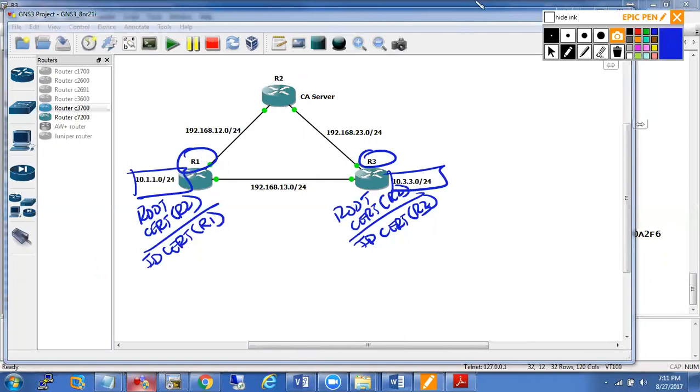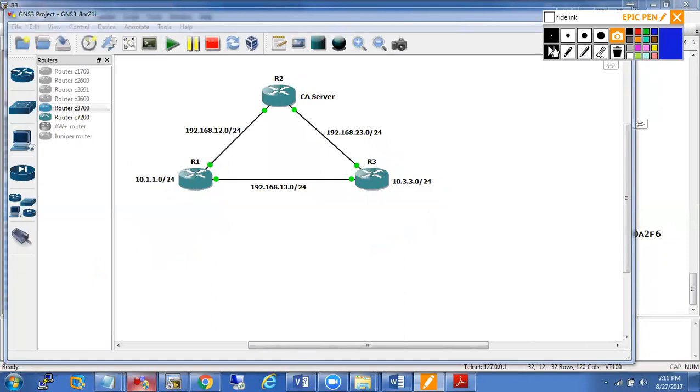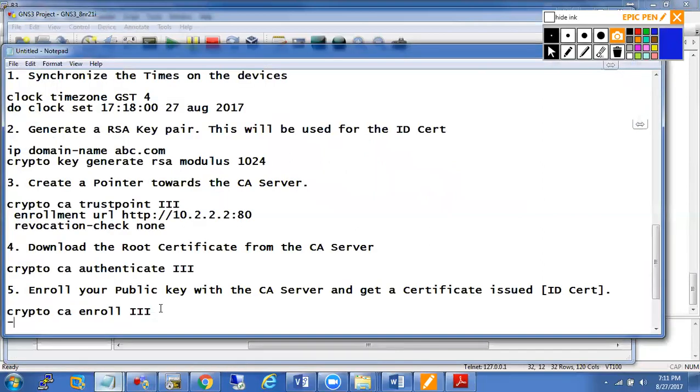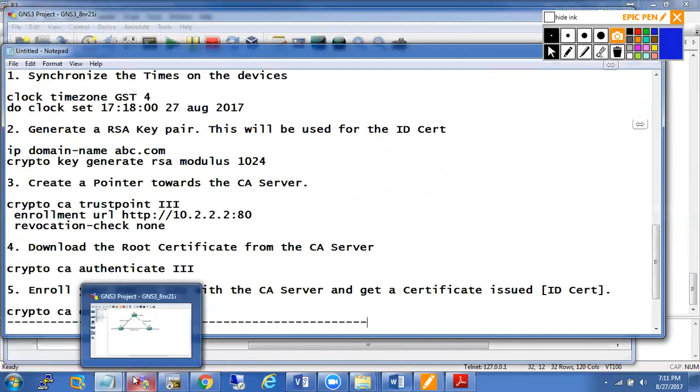Now, do you guys remember how to do a normal IPsec LAN to LAN setup between 10.1 to 10.3? Let's do that. Help me out with that. You guys are experts at that by now. Sure you can.